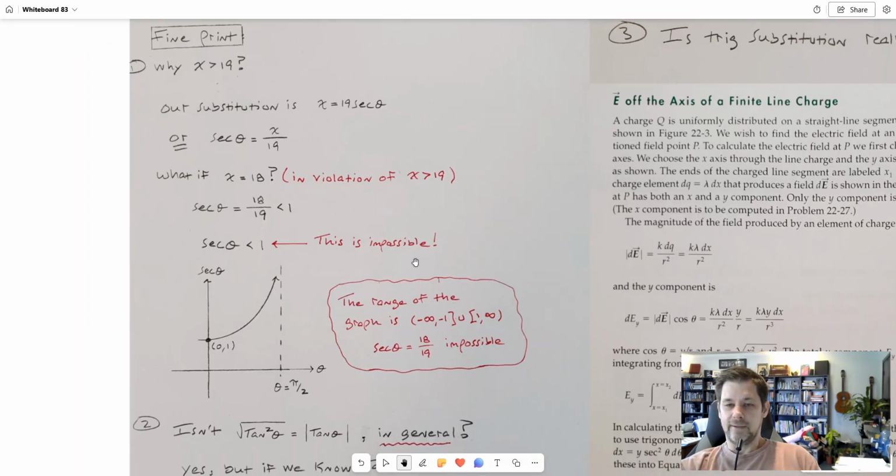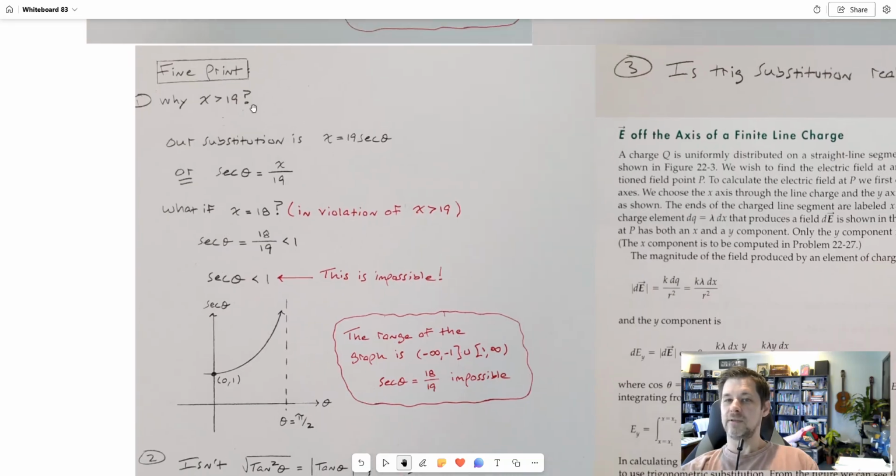One way to look at that is the graph of secant theta has a range from 1 to infinity. And if I were to draw more of this graph, you would see this U-shape inverted over here, -1 down to negative infinity. So it doesn't cover anything between -1 and 1. And so secant theta being 18 over 19 is impossible. So this will guard against that.